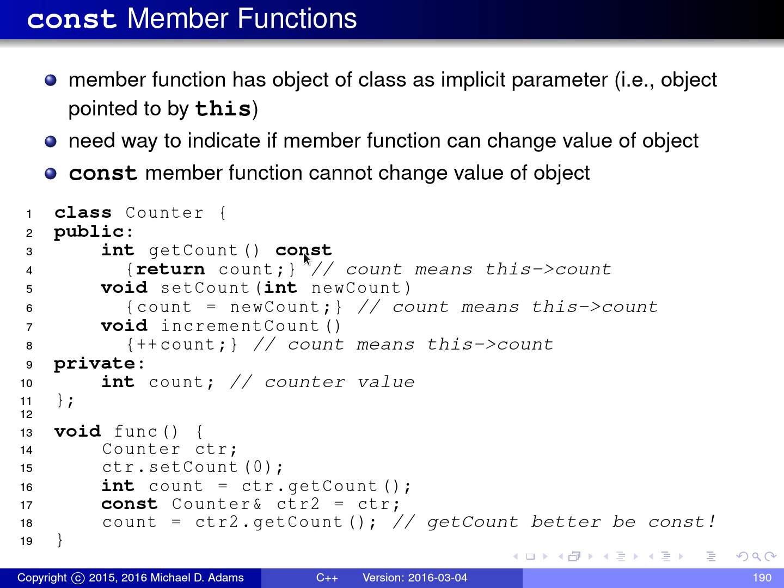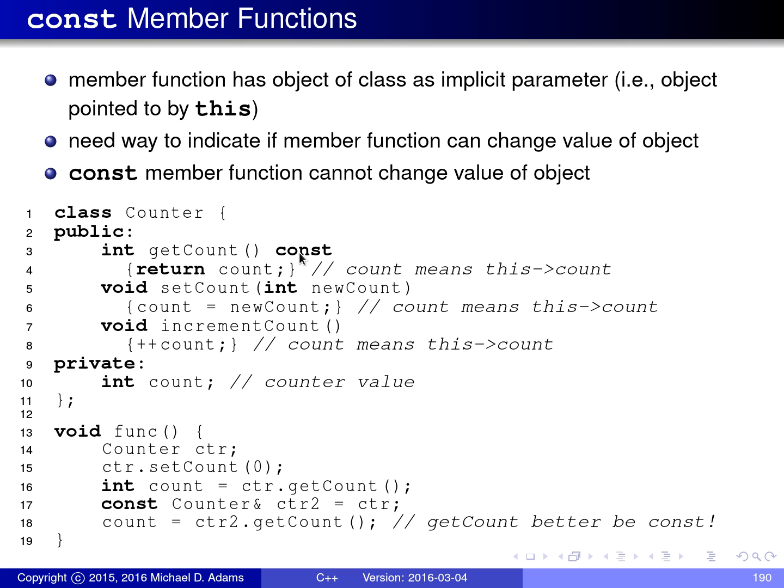And this makes sense because the whole point of getCount is just to look at what the current count value is. It should never change the value of the counter just by looking at it. So it makes sense that this member function should be const, and this is what we call a const member function. A const member function is simply a member function that is not allowed to change the value of the object it's operating on.